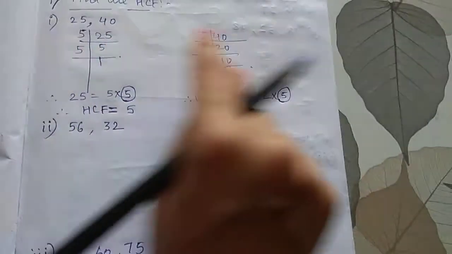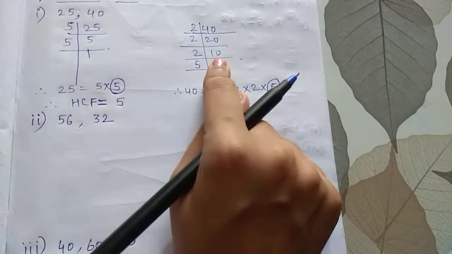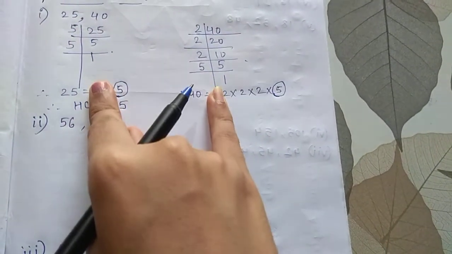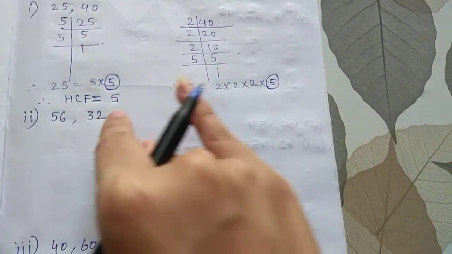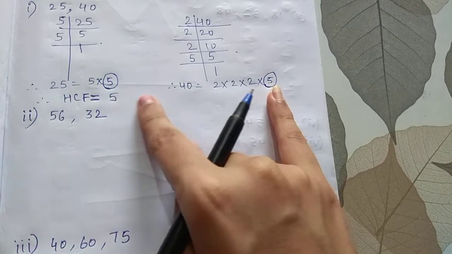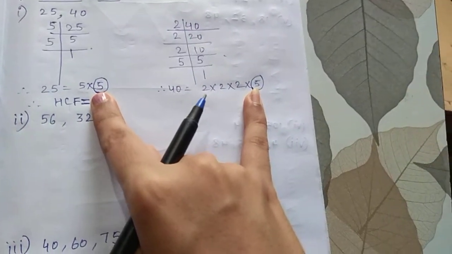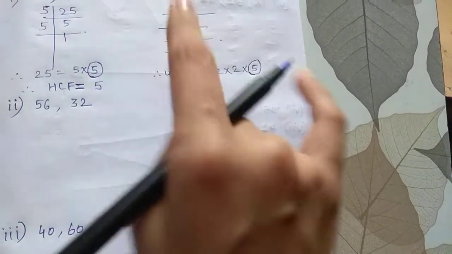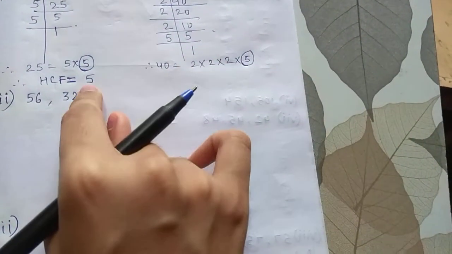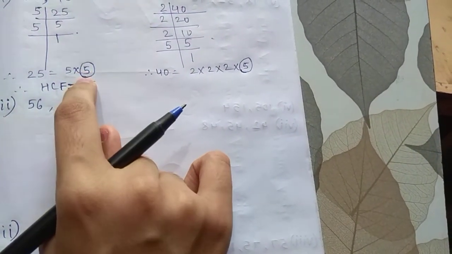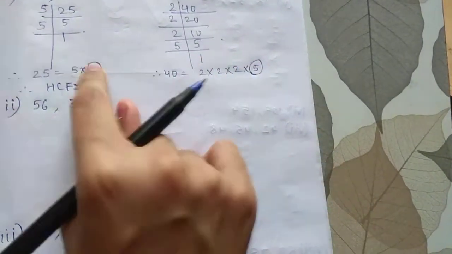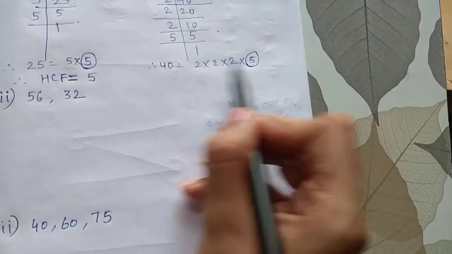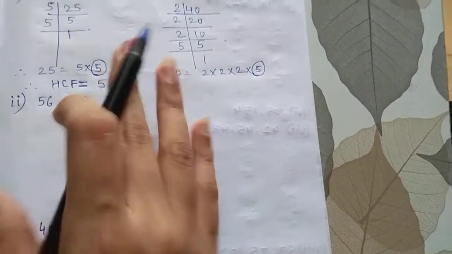We have already learned how to factorize a particular number. So we will find the HCF using the factorization method, and from that, within these two numbers, we have to see the common factor. The common factor here is 5, so we are taking 5. Only one time we will write it. We are circling two 5s, but that doesn't mean we have to write 5 two times. No, we have to write 5 only one time.